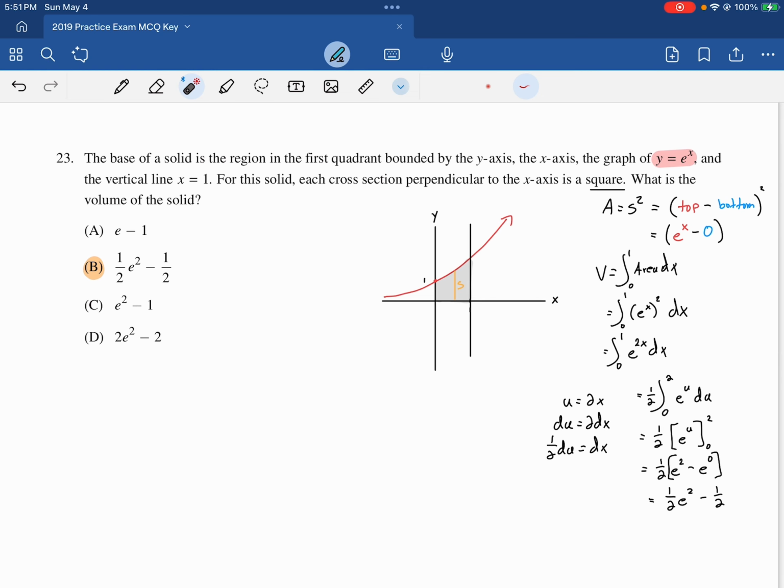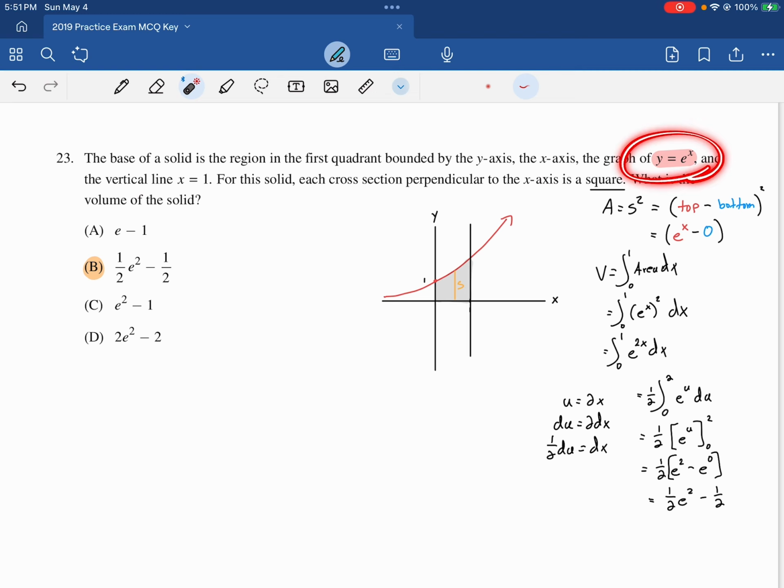23, the base of a solid is the region in the first quadrant bound by the y-axis, the x-axis, y equals e to the x, and the vertical line x equals 1. For this solid, each cross-section perpendicular to the x-axis is a square. What is the volume of the solid?